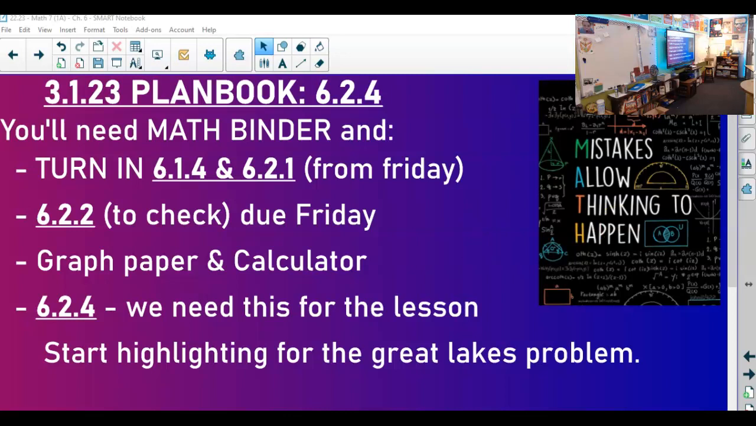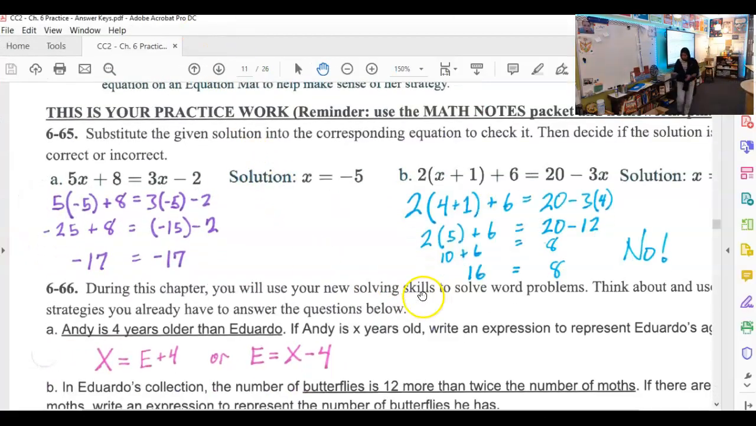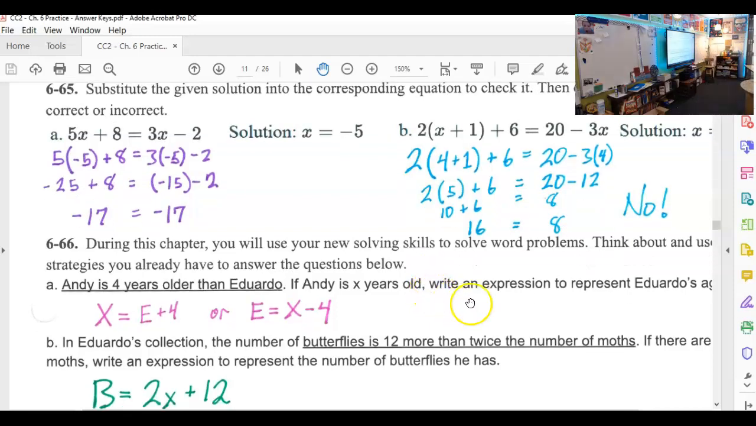All right, we should have 622 and 624 out. So here you go. I want to be able to show all of these at the same time. So here's 65 and 66.